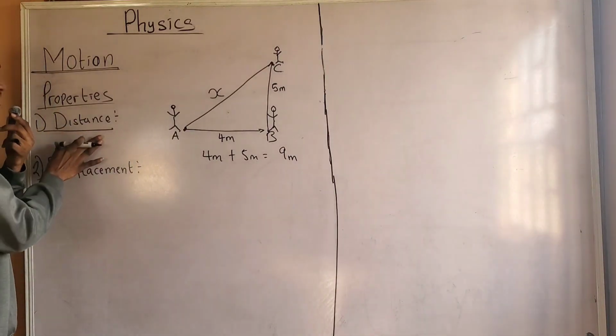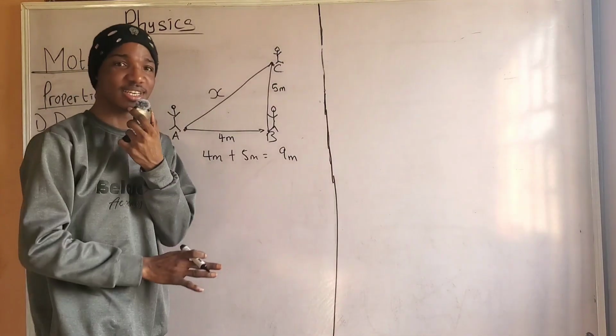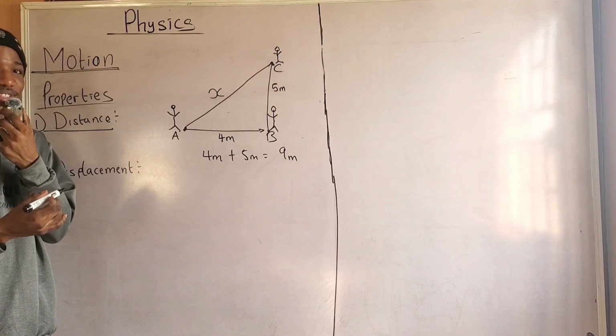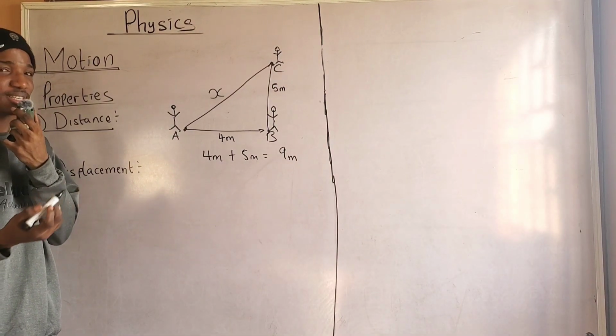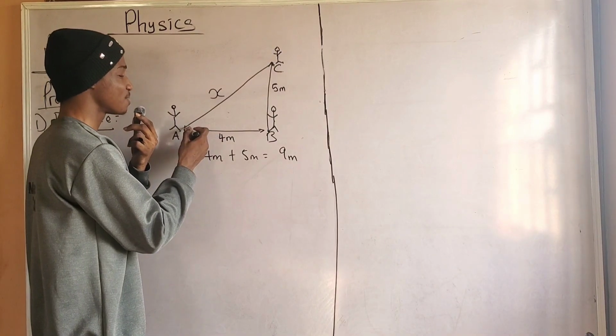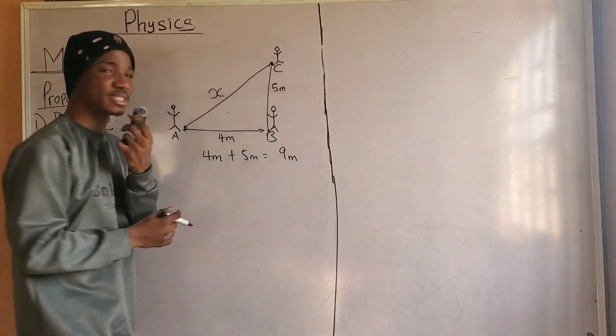Now, the distance is the total length traveled by the object. Displacement tells us the shortest distance. The change in the position of an object at an instant of time is called the displacement. So now, in this direction, from this point to this point, how do we get the displacement here?